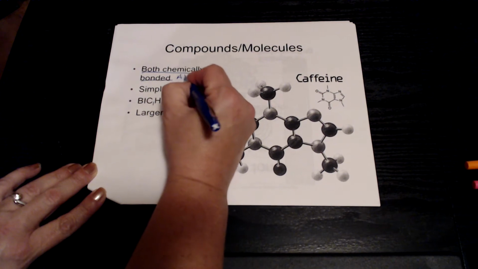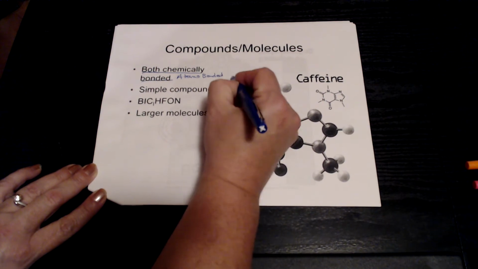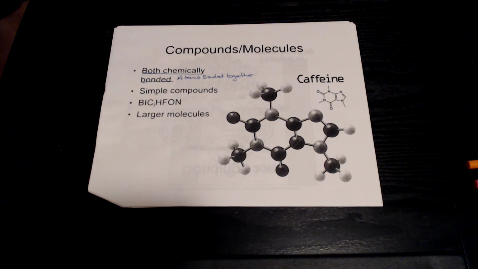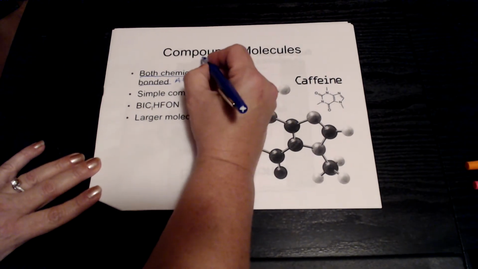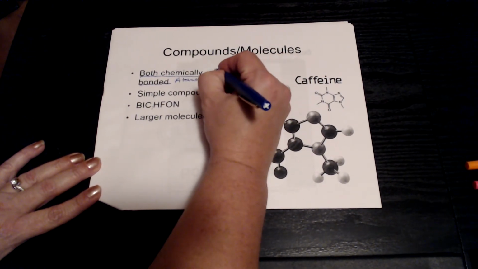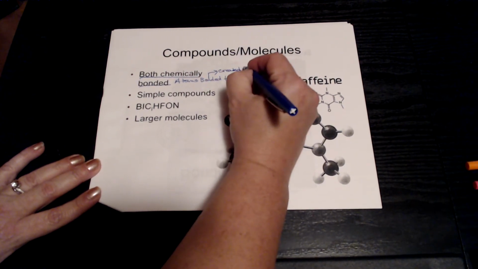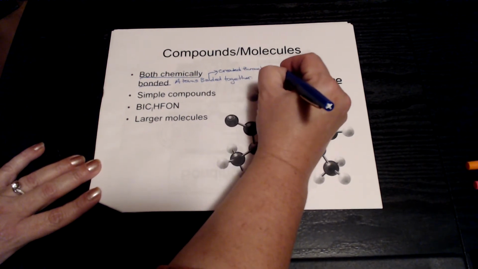So we have atoms that are bonded together. And maybe we should clear up how the bonding occurs. So we're going to make compounds and molecules by using electrons. So bonds are created through the electrons.